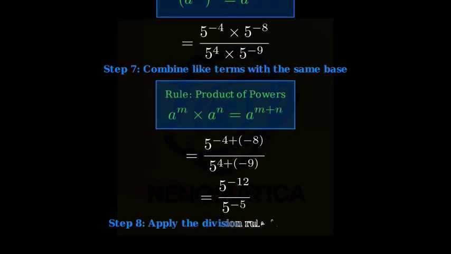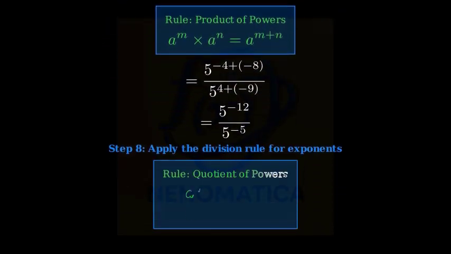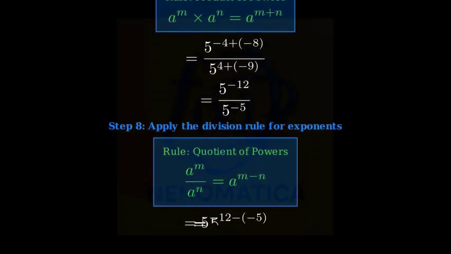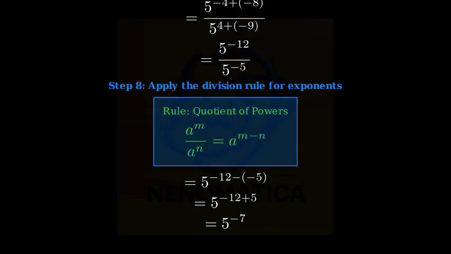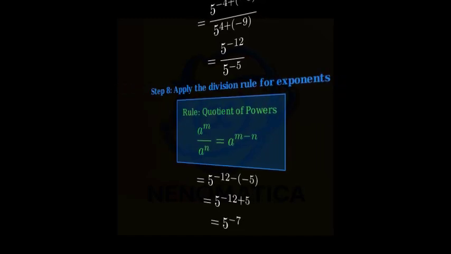When dividing powers with the same base, we subtract the exponents. So 5 to the negative 12th power divided by 5 to the negative 5th power equals 5 to the negative 12th minus negative 5th power, which is 5 to the negative 12 plus 5, or 5 to the negative 7th power.